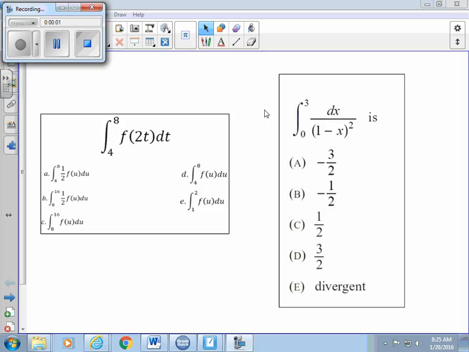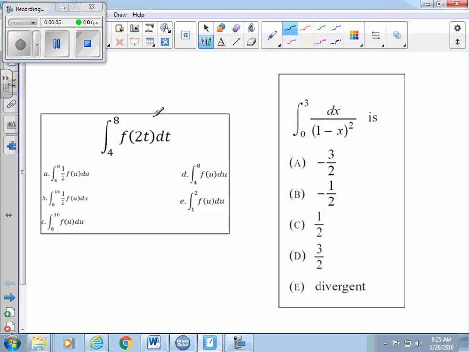Through these two problems from yesterday's notes. We hit it yesterday, but we did it really fast. So the first one is an AP multiple choice question that is a U substitution. I'm going to let U be 2t. du would then be 2 dt. So 1/2 du would be dt.